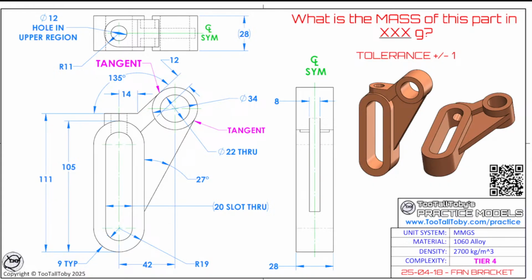But for this challenge, especially if it's your first challenge, it might be easier for you to just input a custom material density. That way you can keep moving ahead with the challenges. 2,700 kilograms per cubic meter. What is the mass of this part in XXX grams? Tolerance is plus or minus 1 gram.